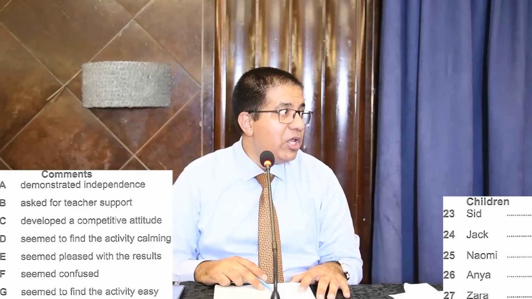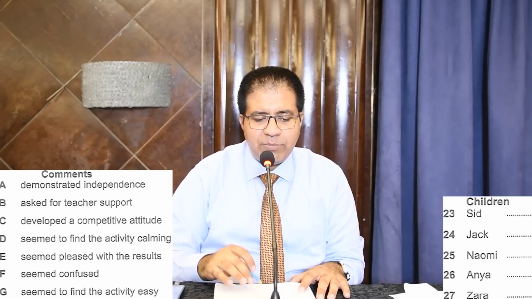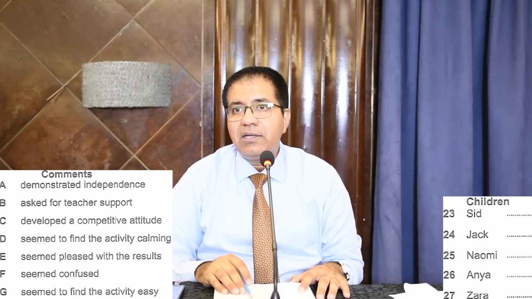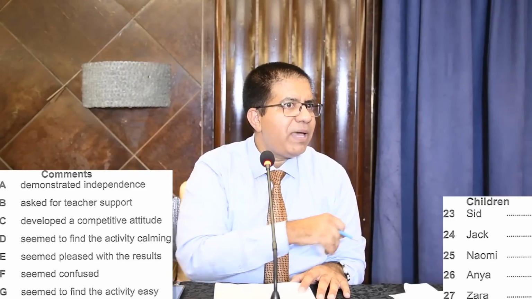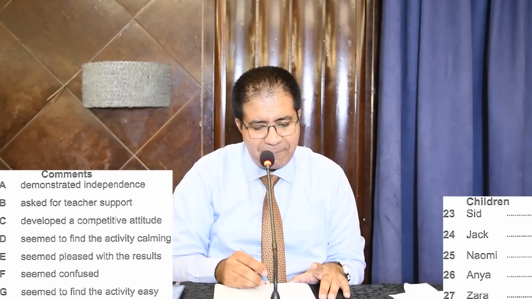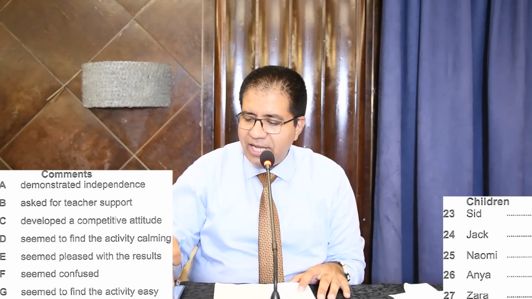It helped him to settle down. And before doing this activity, he was quite disruptive. Option D, absolutely. He was quite disruptive and this activity helped him settle down. Settle down means calm down. So seem to find the activity calming. Settle down and calm down, and disruptive means like he was moving around here and there, making noise. And the child sat down, okay? 24, Jack. Let's see what it is that Jack did.